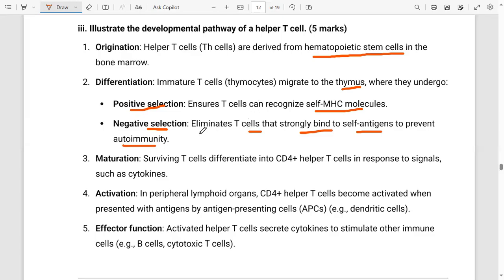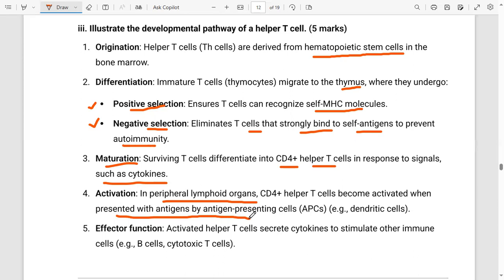So to prevent that, some of these T cells that bind strongly to the self-antigens are what? Eliminated. So now after going through the positive selection and negative selection, we go to maturity. The surviving T cells are differentiated into the CD4 plus helper T cells in response to signals that come from the cytokines. Then those CD4 plus helper T cells move to the peripheral lymphoid organs to become activated when presented by the what? The antigens.